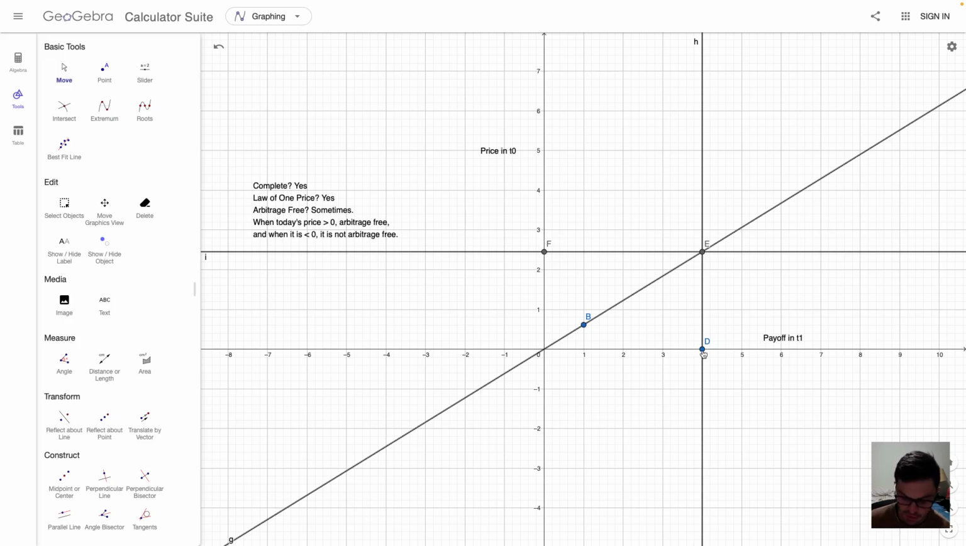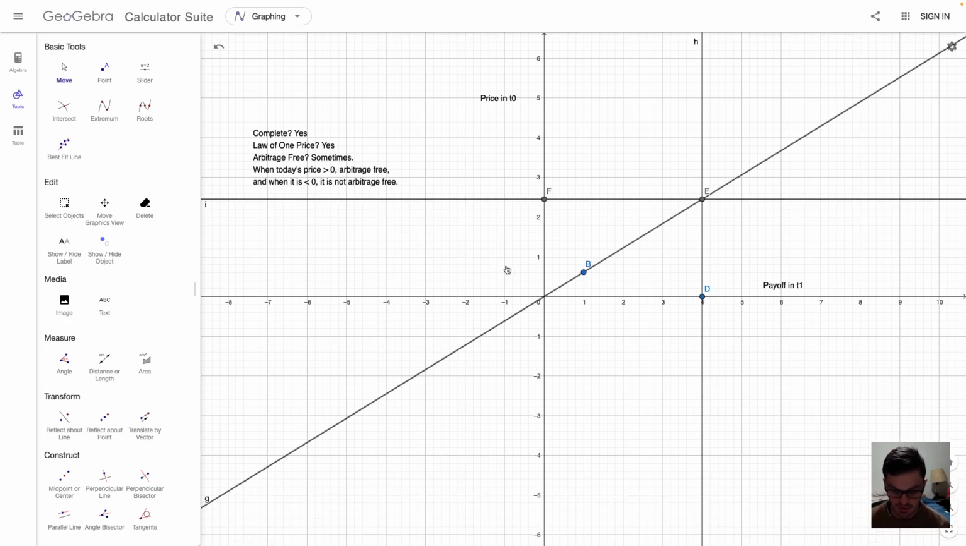This might seem counterintuitive, to put the later date on the x-axis and the current date on the y-axis. But that's the reason we do that. So that answers that question. And then also, you'll see in a later video, but most of the time you'll see this as price and payoff.